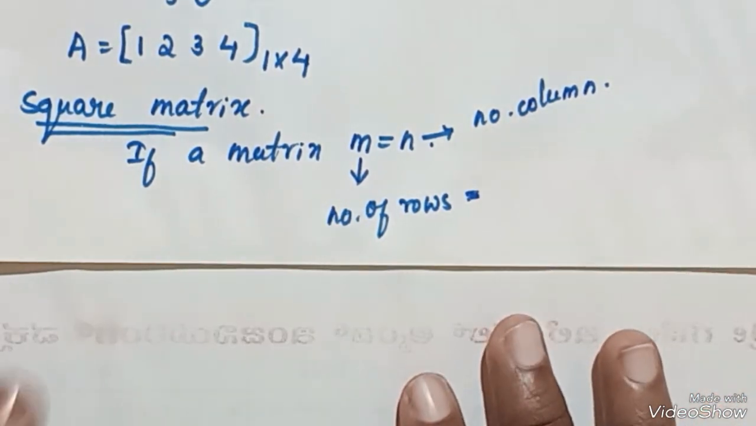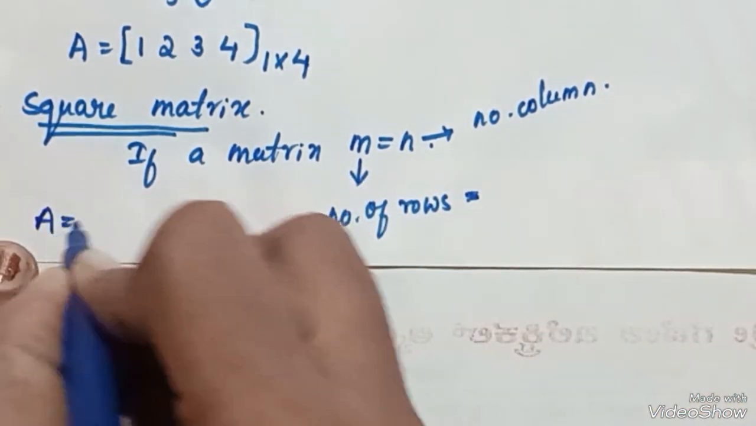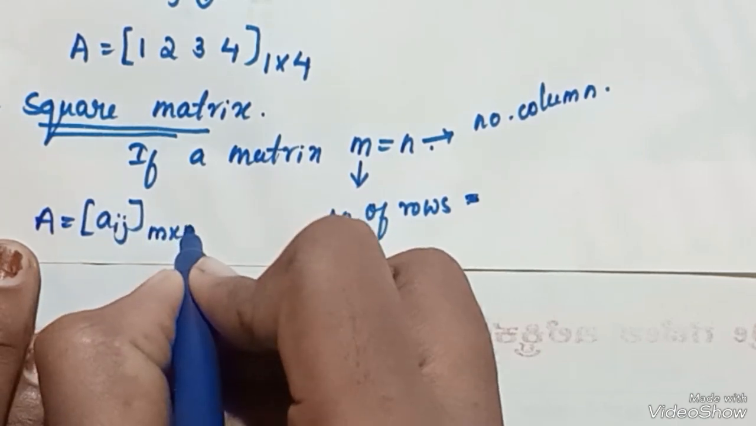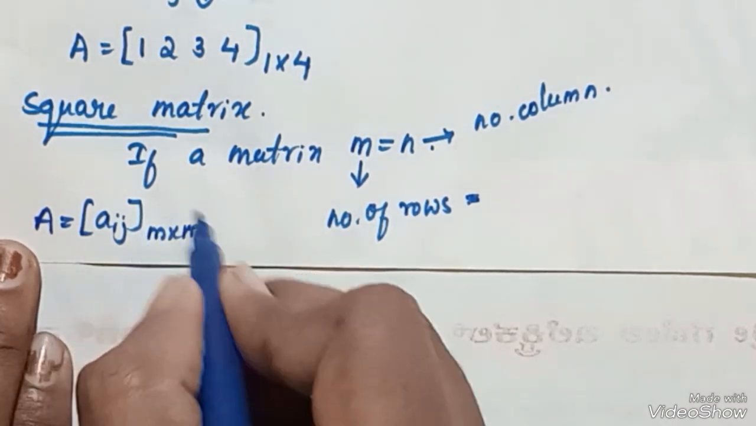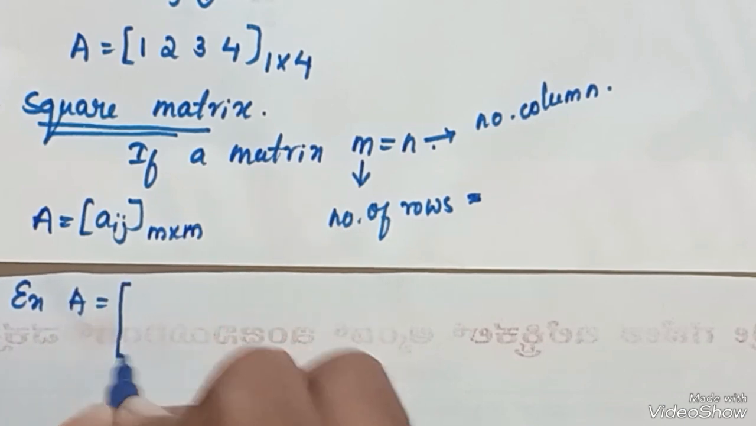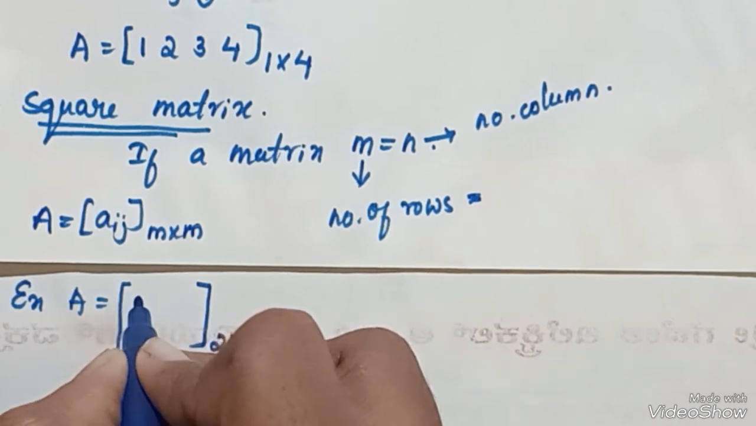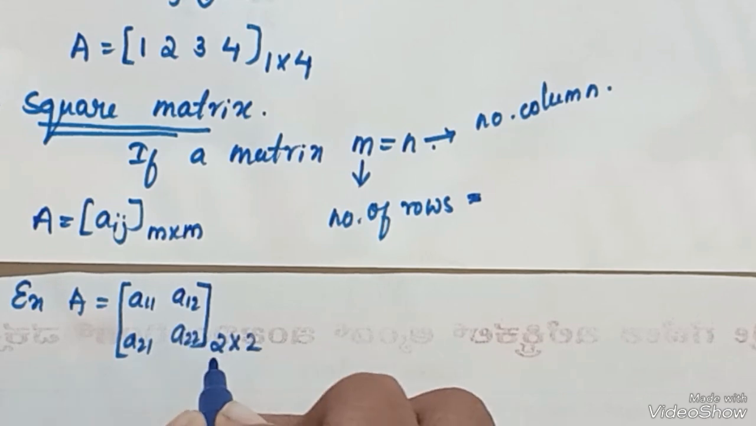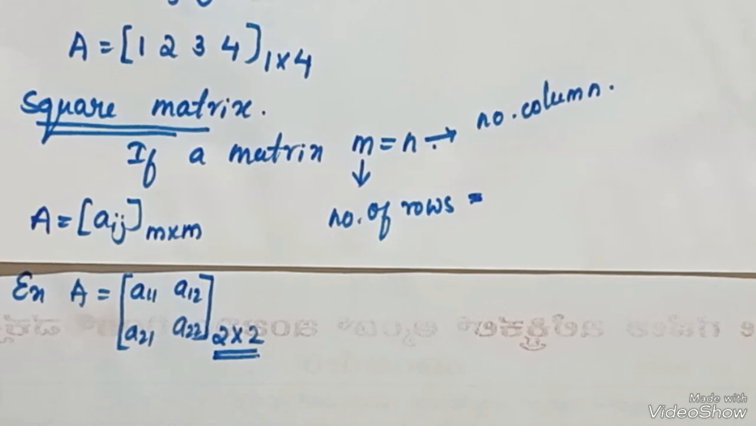Generally we write it as Aij, an element of order m cross m. Both are equal. For example, A be a matrix of order 2 cross 2, with entries A11, A12, A21, A22. Therefore, the order should be the same.